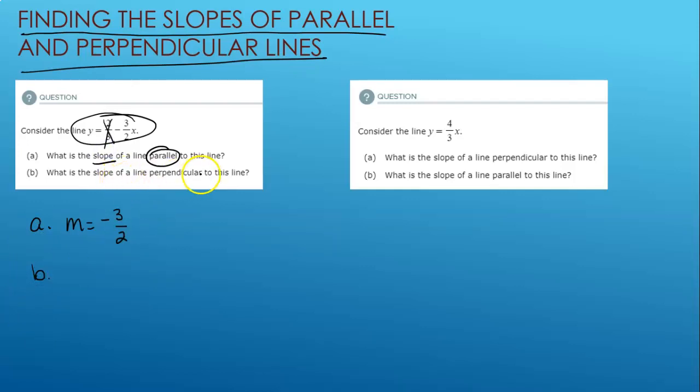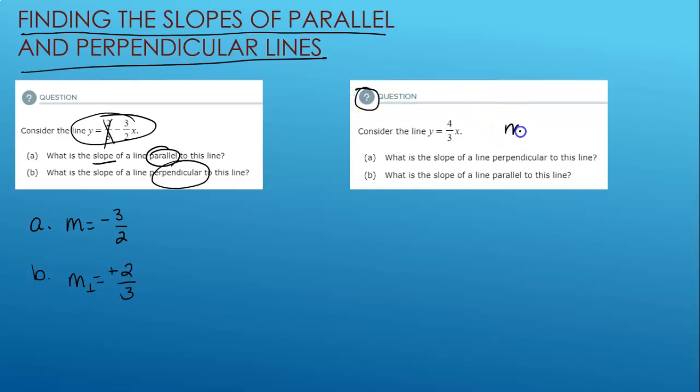Then it says, what is the slope of a line perpendicular to this line? Well, if the slope is -3/2, to find the slope that's perpendicular, which we can show with m and this little upside down t that looks like a perpendicular sign, we flip it and change the sign. So the slope would be +2/3. You pause the video and try this one on your own.